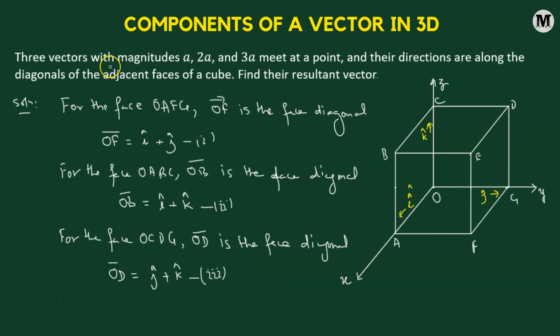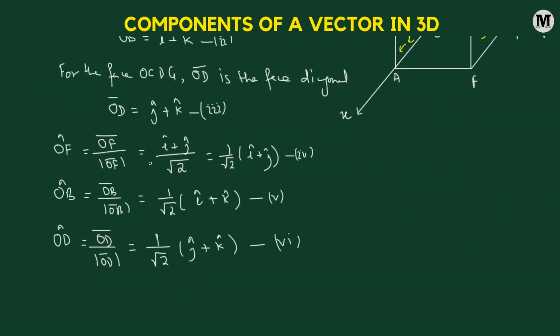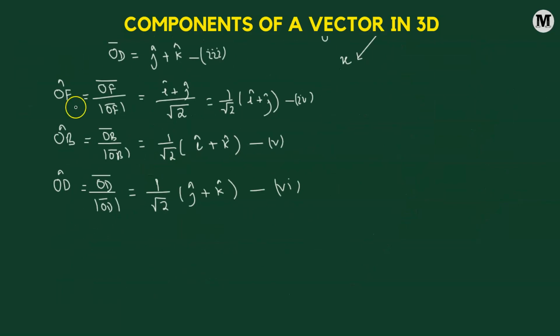So here we need 3 vectors, and each of these vectors is going to have magnitudes A, 2A, and 3A. Now these are going to be in the directions of the diagonals. So let us suppose that the vector along OF has a magnitude of A, the vector along OB's direction has a magnitude of 2A, and the vector along OD has a magnitude of 3A.